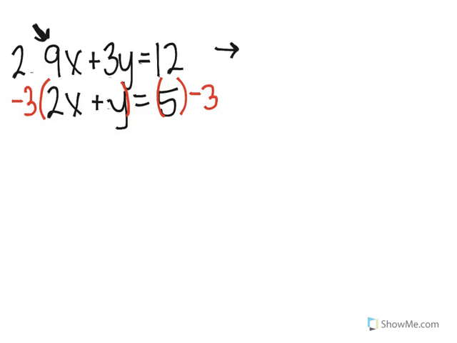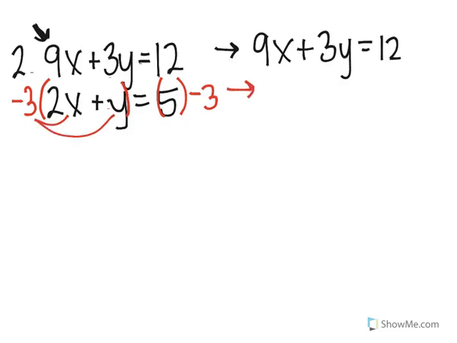So I'm going to rewrite that first equation because I didn't do anything to it. And then I will distribute that -3 for that second equation. And I'm writing it in red so you can see what I changed. So -3 times 2x is -6x. -3 times y is just -3y. And then I end up with -15.